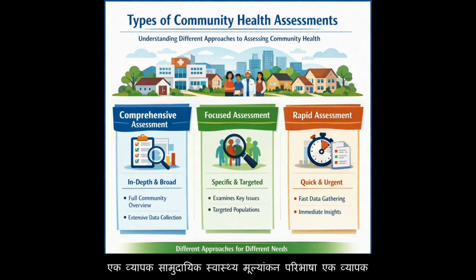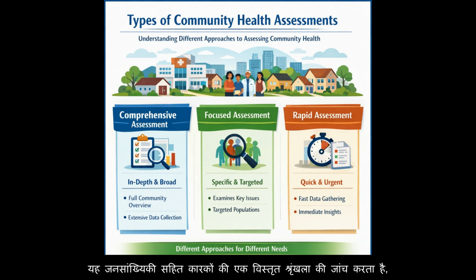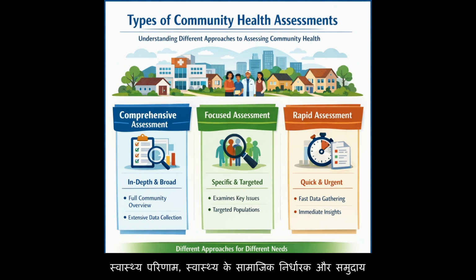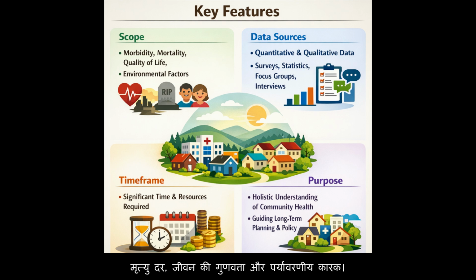1. Comprehensive Community Health Assessment. Definition: a comprehensive CHA is an in-depth, broad evaluation of a community's health status, needs, and resources. It examines a wide range of factors, including demographics, health outcomes, social determinants of health, and community assets. Key features: scope covers all aspects of health, including morbidity, mortality, quality of life, and environmental factors.